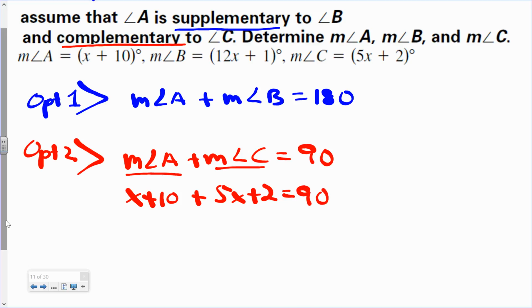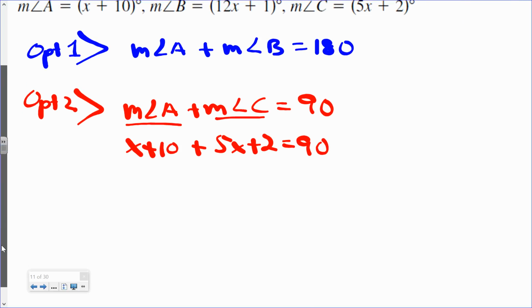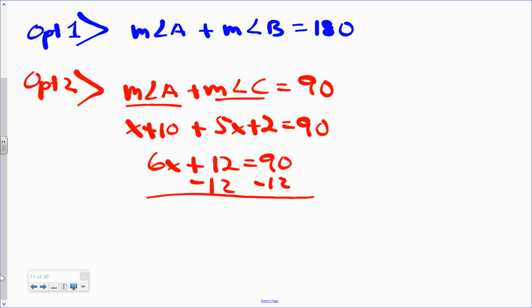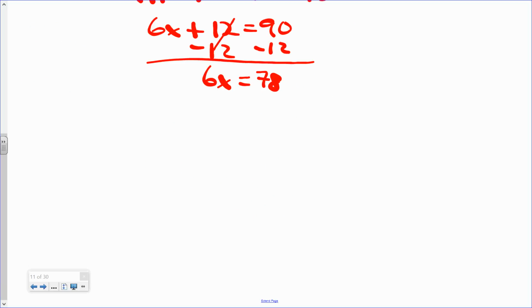Now it's Math 1 time again. Nice. 5x plus x is 6x, plus 12 is 90. Let's subtract 12 from both sides. 6x then is 78. I'm horrible with mental math. Divide by 6. x is 13.